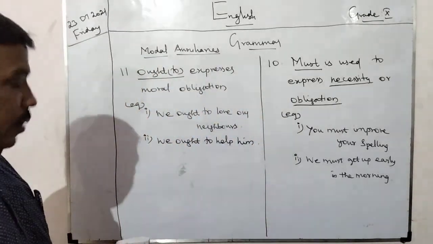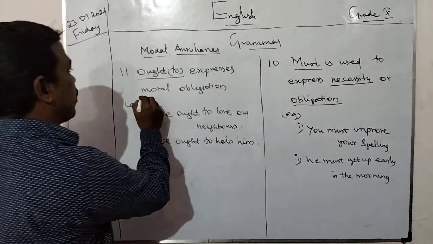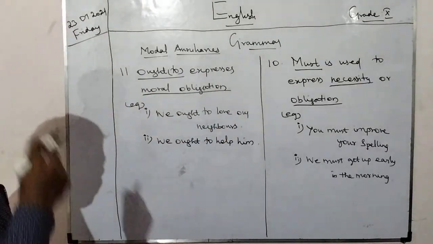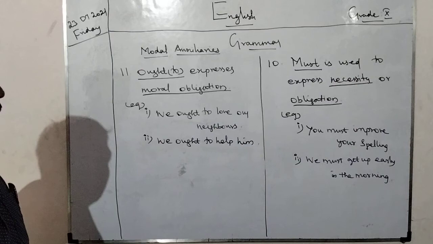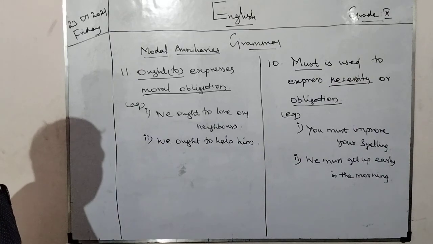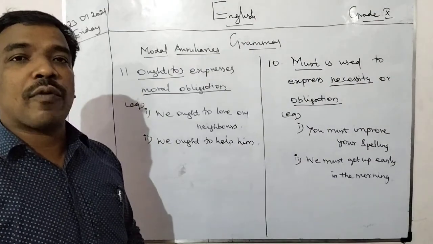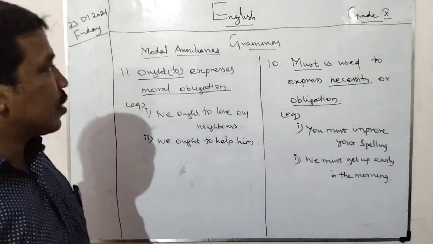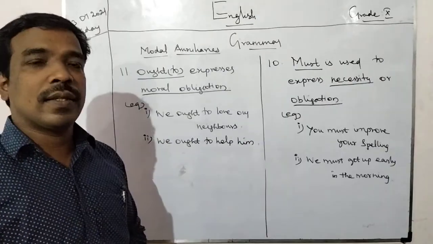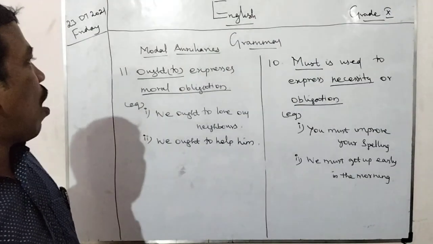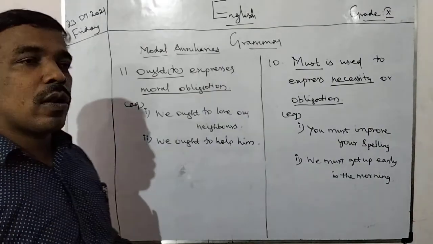Okay, now listen. What is this? Ought to expresses moral obligation. Three obligations we have completed. One is should, then must, and the third one is ought to. Ought to expresses moral obligation.